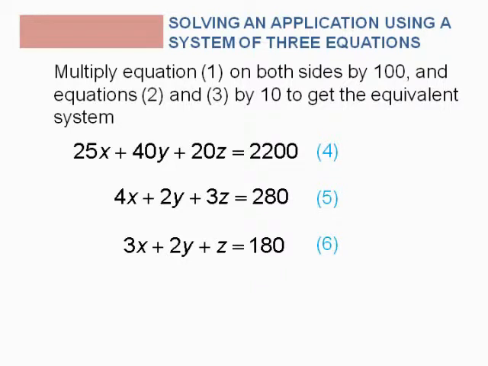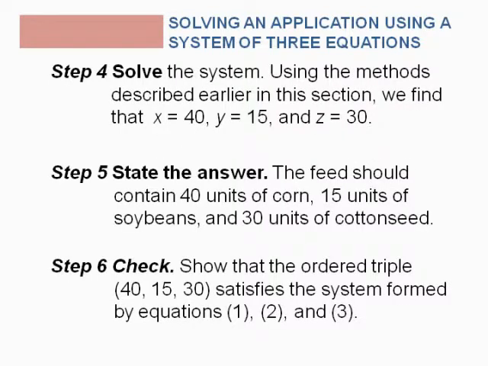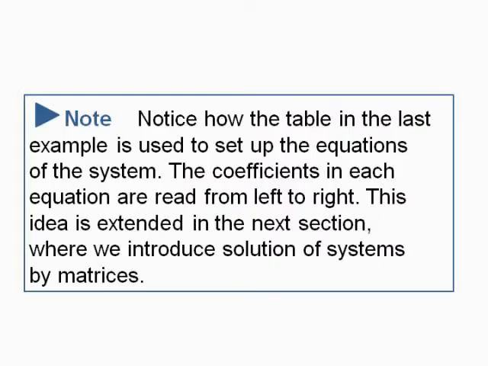You may want to pause the video at this point and see if you can solve for x, y, and z yourself. All right, I'll keep going. Using the methods we've done earlier, we find that x equals 40, y is 15, and z is 30. You always want to state the answer: the feed should contain 40 units of corn, 15 units of soybean, and 30 units of cottonseed, and as an ordered triple, (40, 15, 30).